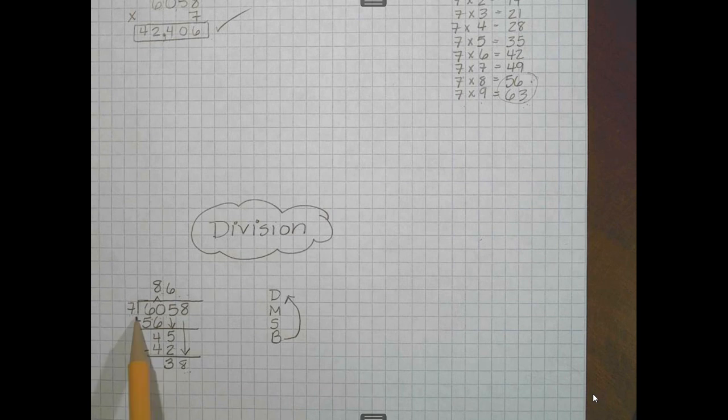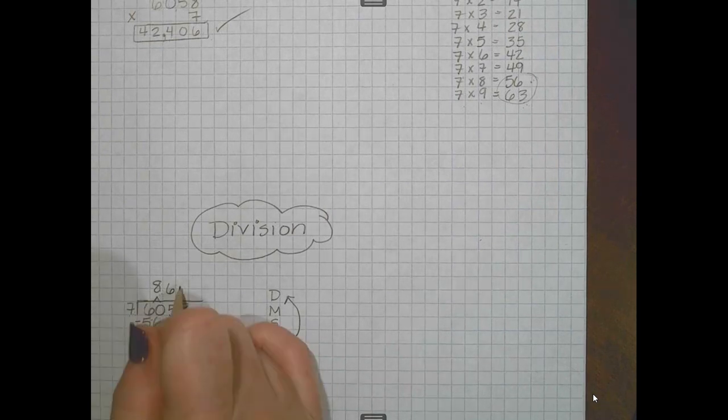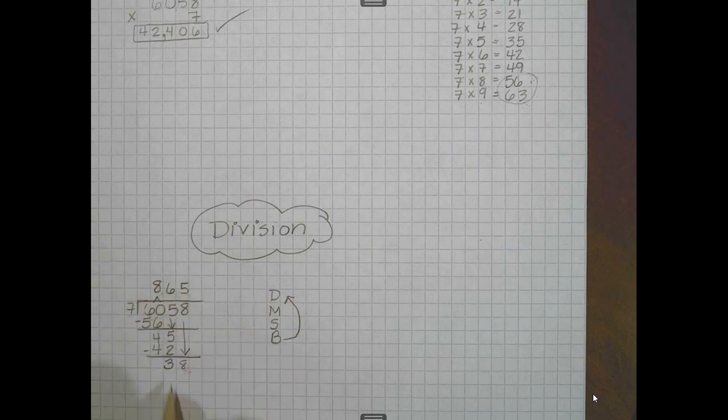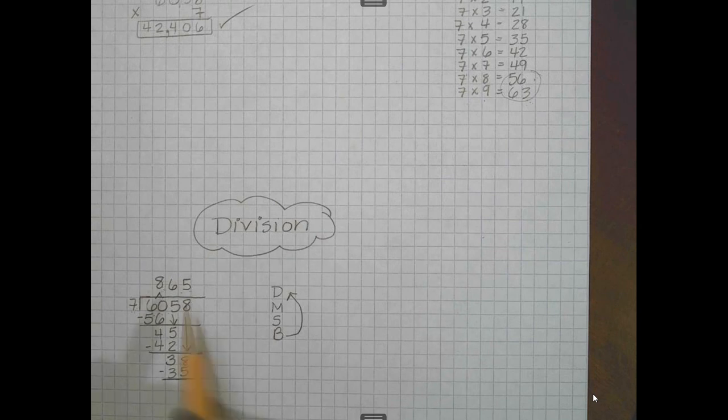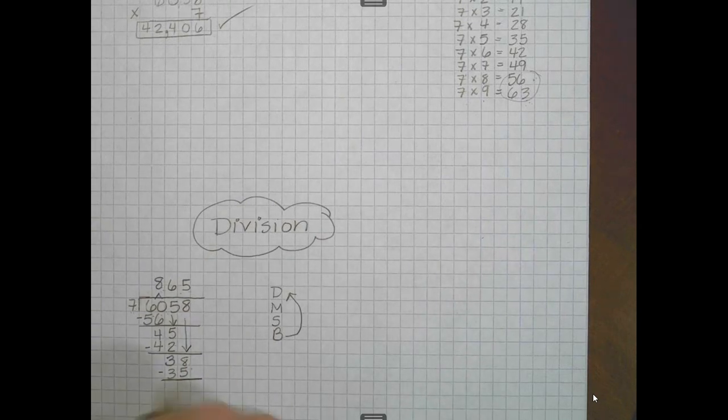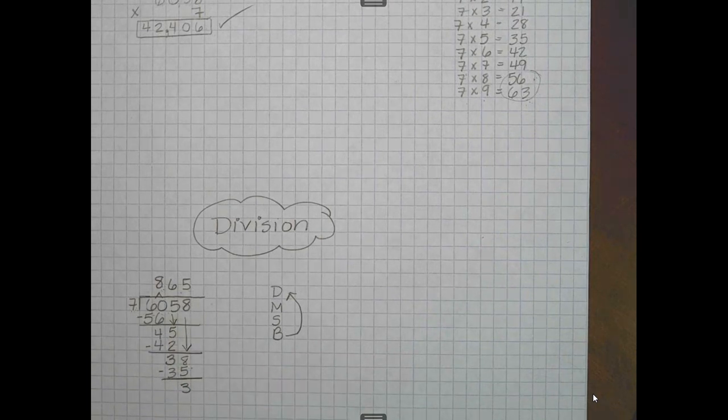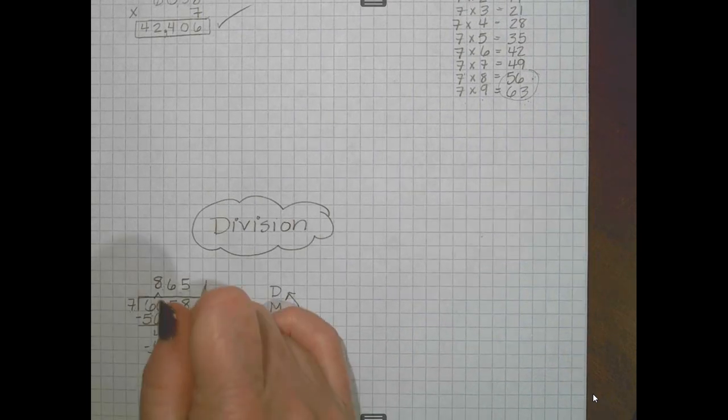So how many groups of 7 can we make with 38? And that would be 5. 5 times 7 is 35. 6 times 7 is 42. So that we wouldn't have enough, right? We would need to have 42 or more to make 6 groups. When we subtract, we get 3. There's no more numbers to bring down. The 3 is what we call the remainder.